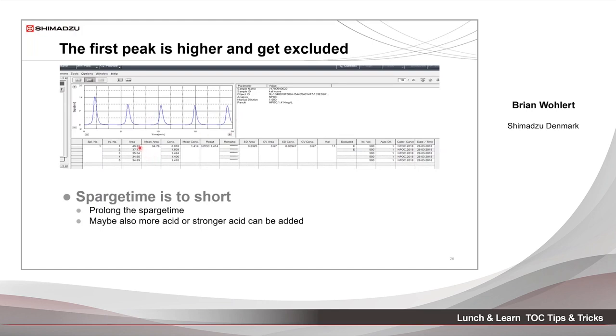It could be that the sparge time has not been properly set. So the sparge time has been too short. So the first injection here contains inorganic carbon as well as organic carbon. And the other ones here only contain the organic carbon. It means that the first peak here and the second peak are excluded because they are out of the range of the standard deviation of areas.